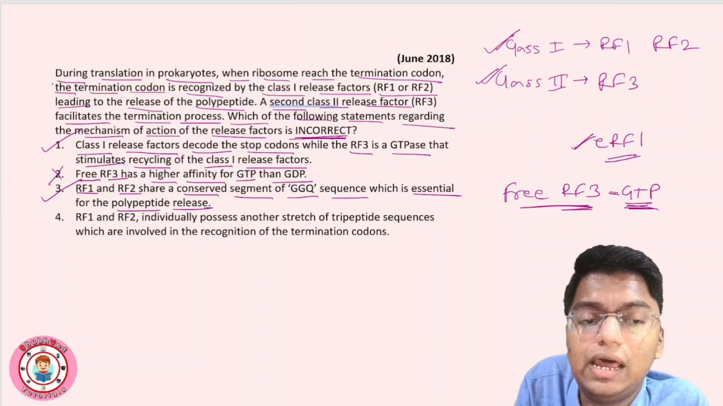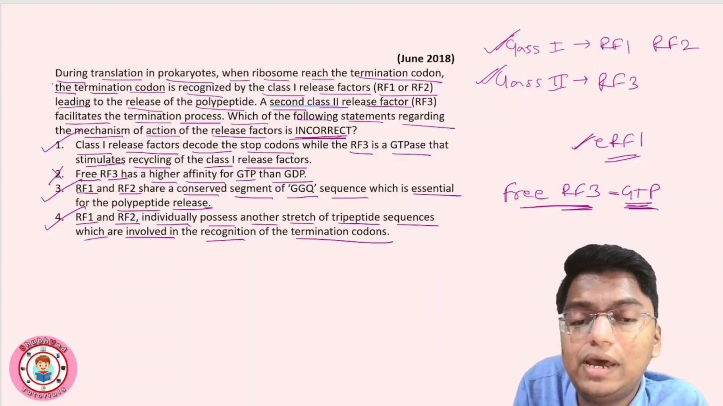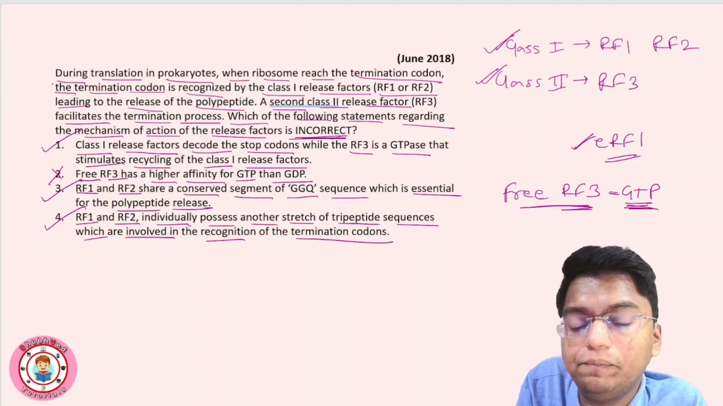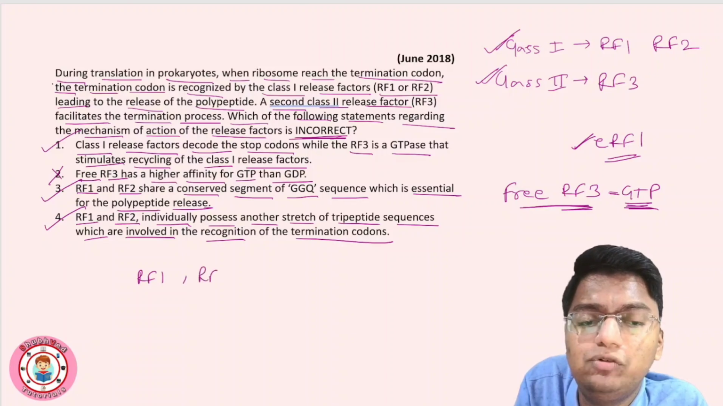Next one, RF1 and RF2 individually possess another stretch of tripeptide sequence, okay, which are involved in the recognition of the termination codon. This is also correct. Okay, that means RF1 and RF2 each have one more specific tripeptide sequence. That sequence I will tell you now because I have not included it in the original video, right?